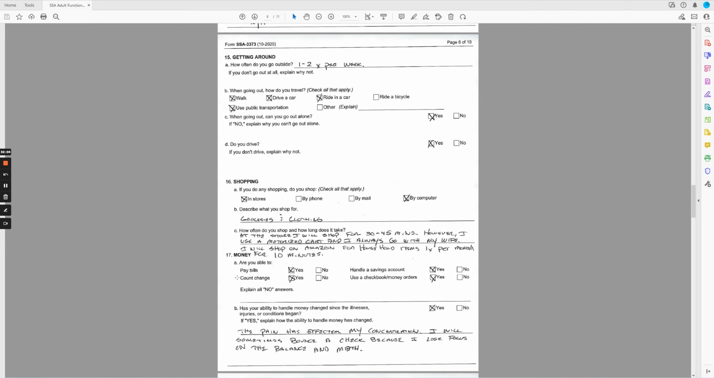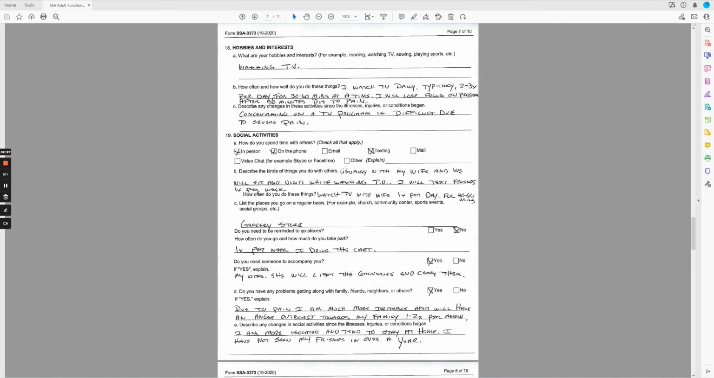And here I wrote, the pain has affected my concentration. I will sometimes bounce a check because I lose focus on the balance and the math. So I might write a check and the pain gets so bad I need to go lay down. And then I didn't really check the balance, and then ultimately that check bounces. But generally speaking, I can still pay bills. Okay, so let's move on to the next page.